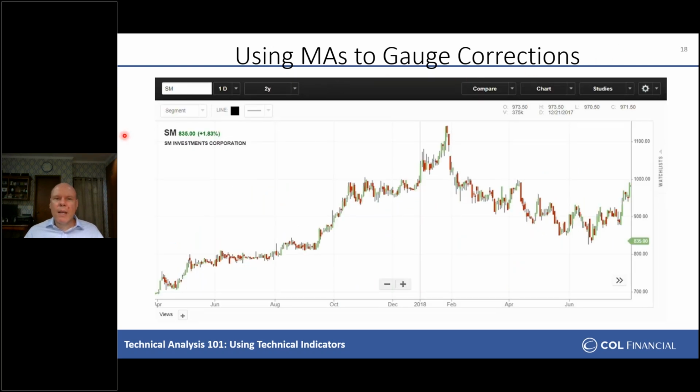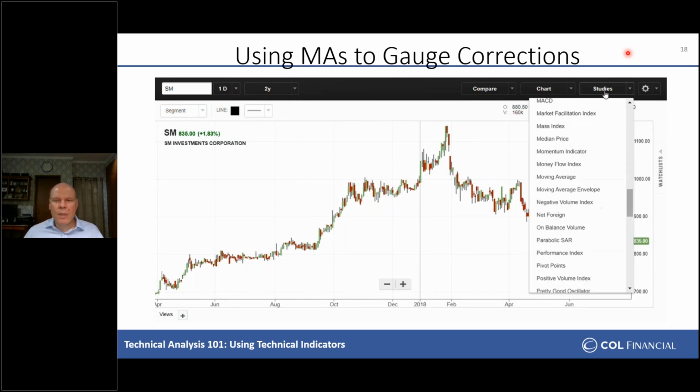All right, let's have a look at a sample on how to call up a moving average, and let's figure out how to use it here in the case of SM. As we're looking at SM investments, we can see a clear uptrend from this area here and then a downtrend that comes into there. But like I said, it's naked without a moving average, so let's put some.